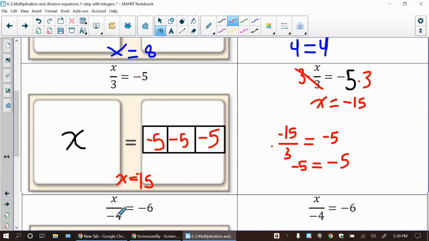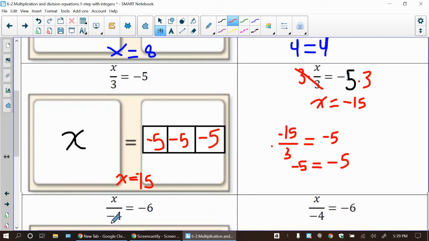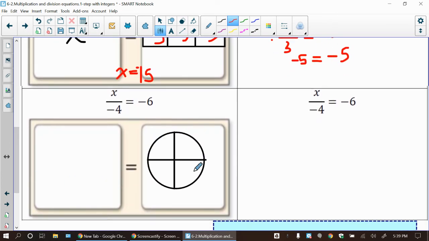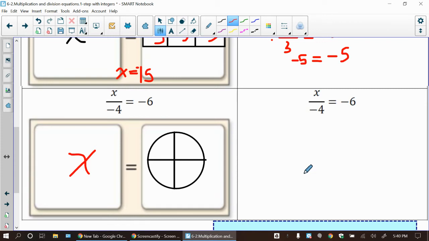x divided by a negative 4 equals negative 6. So how many parts of a circle do I need? I need 4 parts. So here is my 4 parts of a pizza, the small pizza split into 4 parts. I want to know how much for 1x, the whole thing. I want to buy the whole pizza. I'm not just buying a quarter of it. Remember, if you're dividing by a negative, that means to do the opposite of what we have here.